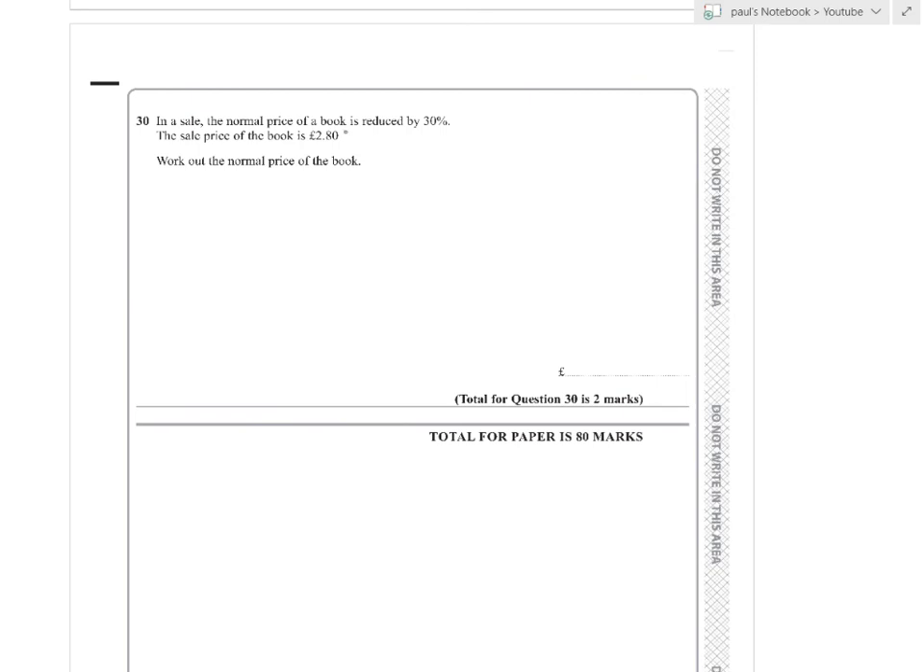In a sale, the normal price of the book is reduced by 30%. The sale price is $2.80. What's the normal price of the book? So this is 30% reduced. So this is now 70% of the original price. So 2.8 divided by 70 times 100 finds us the normal price. Let's cross that out, cross that out. So that is 28 divided by 7, which equals £40.